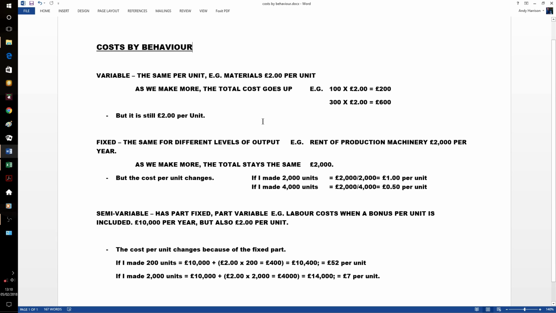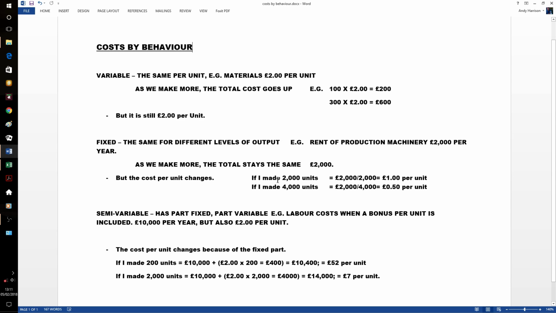Fixed costs, these are the ones that are the same for different levels of output. So best example, rent of production machinery, it's £2,000 per year. We can make more or less, but the total bill stays the same, it's still £2,000. But the cost per unit will change.